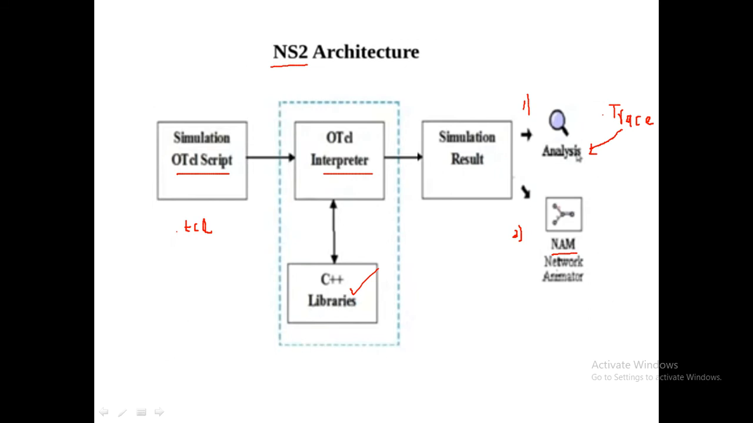So this is the complete architecture of NS2. It's very clear. You are going to write the program with extension .tcl. It will give you two files. One is the trace file, this is the output you are going to get, and an animator file. In the animator file you can see the animation part, how the network is moving, how the packets are moving, is there any drop.